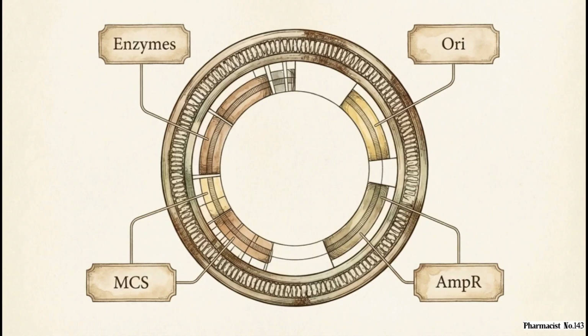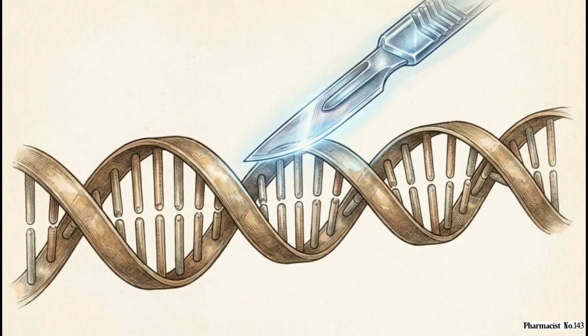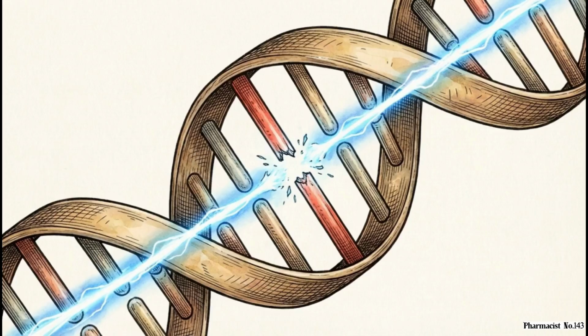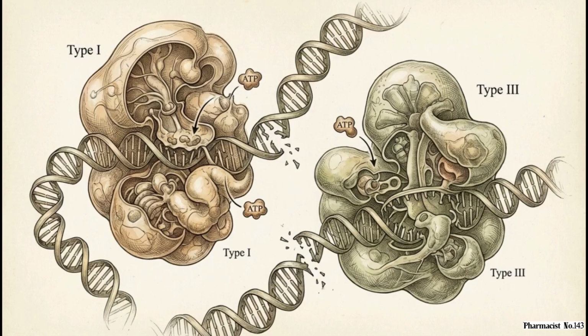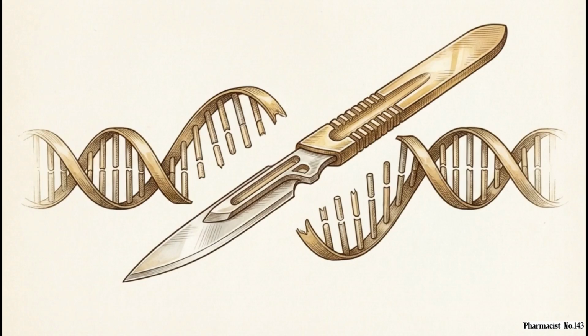To understand how these factories function, we have to look at the specific enzymes and vector regions that make this four-step pipeline possible. Step 1 relies on molecular scalpels, known as restriction endonucleases. These enzymes recognize DNA at highly specific sequences called restriction sites. Type 1 and Type 3 enzymes are ill-suited for cloning because they cut DNA at variable distances from their recognition sites and require ATP to function. Type 2 restriction endonucleases are the standard tool.